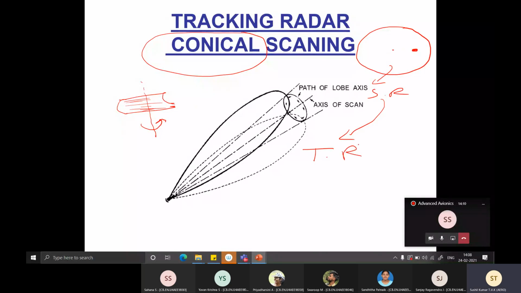Now, the job of the tracking radar is, it's not going to rotate 360 degrees. It just scans in this particular sector and tries to accurately pass on the information to the missiles. Once the missile gets this information, it rides over this particular path and then tries to destroy the target. So that's how the tracking radars work.